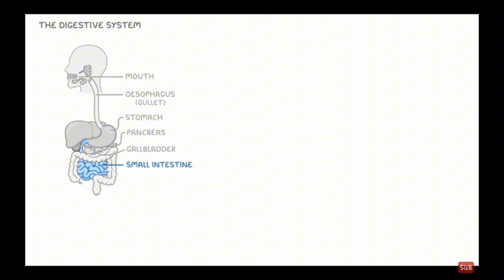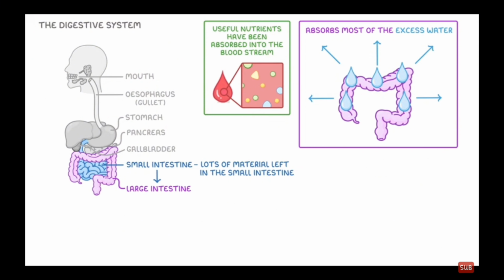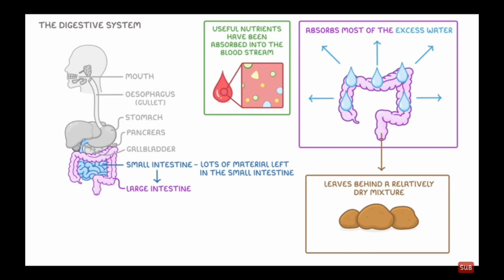Okay, so let's now imagine that all of the useful nutrients have been absorbed into the bloodstream. At this point, there's still a lot of material left in the small intestine, because lots of the food that we eat isn't actually digestible, and it's still going to be a bit watery. So next, it passes into the large intestine, which has the role of absorbing most of the excess water that hasn't been absorbed yet. This leaves behind a relatively dry mixture that we technically call feces. And these are stored in the rectum until they're ready to be removed at a convenient time through the anus.